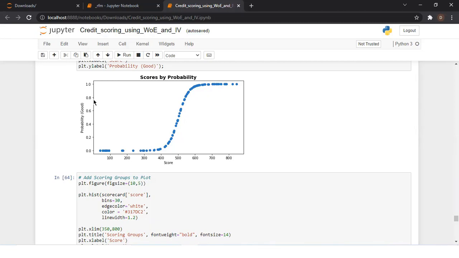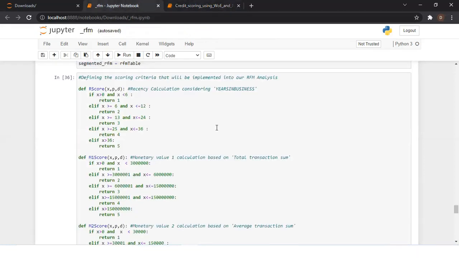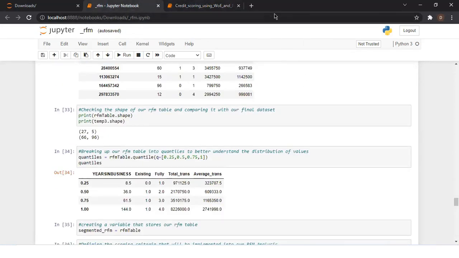So this is one of the ways predominantly used by financial institutions, and this method is called the probability method, the probability of being good or the probability of being bad. Now there is another method which is called the RFM method. Is anyone aware of this RFM method?